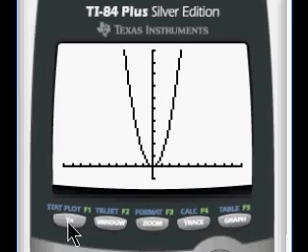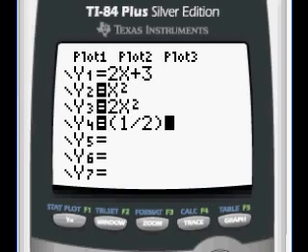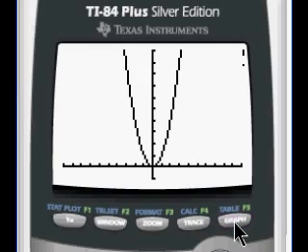One of the useful things of the graphing calculator is for us to take a look at what happens when we change a graph slightly. Let's say we wanted to compare x squared with 2x squared versus half x squared. Well, let's hit the graph key and take a look at how they compare.